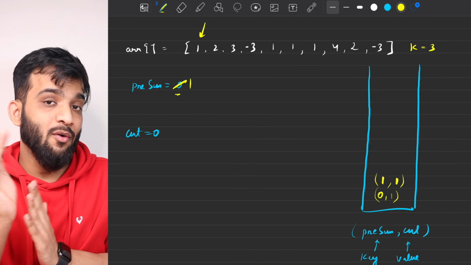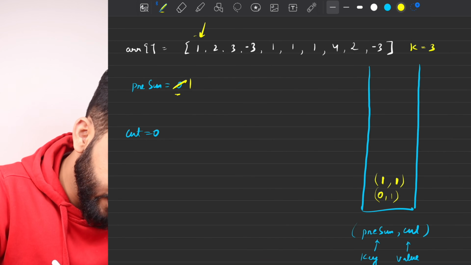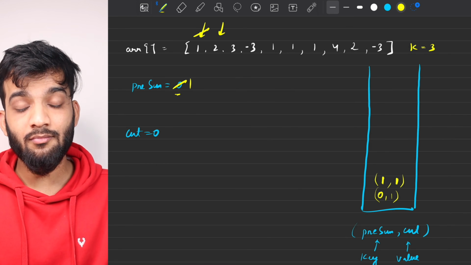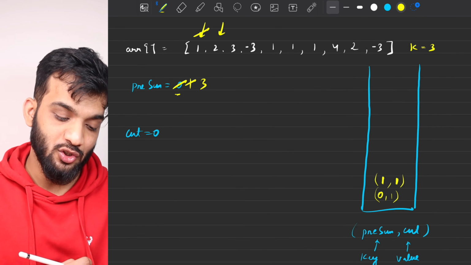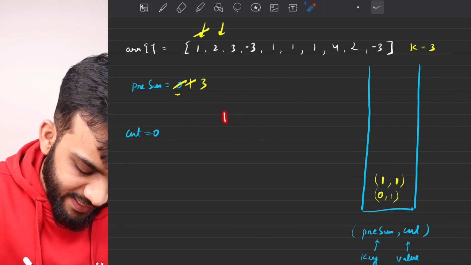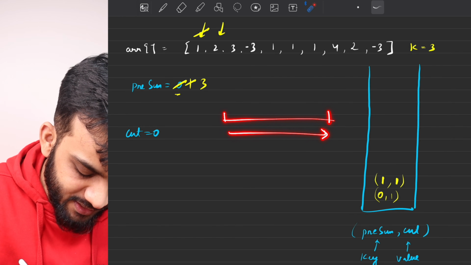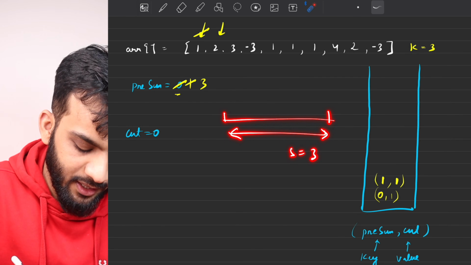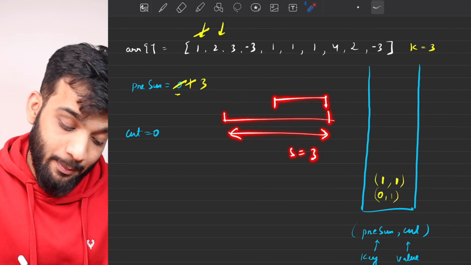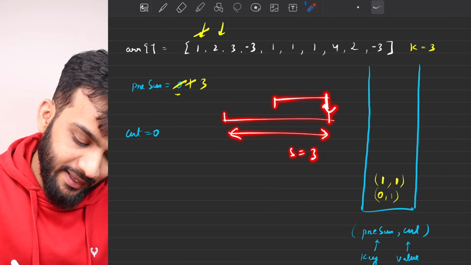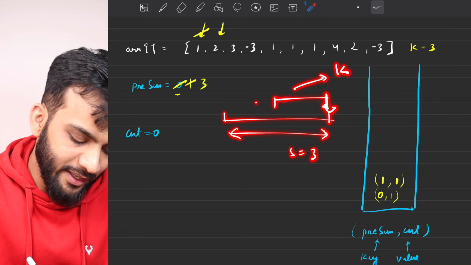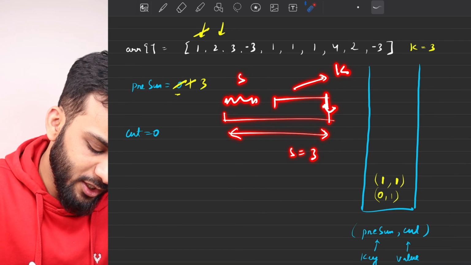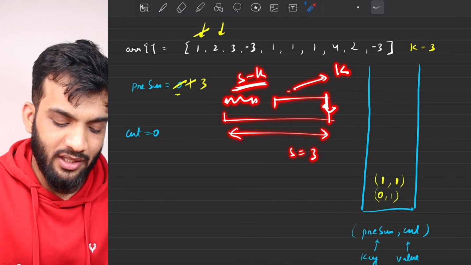Next, take 1 and put it as 1, 1. So there is a prefix sum of 1 that occurs once. Perfect. Let's move ahead. So we have a 2. Now, if we have a 2, we add it to the prefix sum, saying we have a summation of 3. What are we saying? We are saying there are some elements which give me a sum of 3. I'm looking for some elements which end at this particular index who give me a sum of k. So I need to exclude elements with a summation of s minus k. Then only I'll get k.